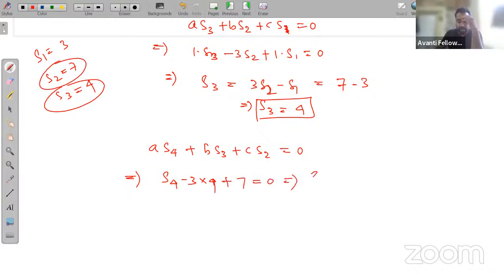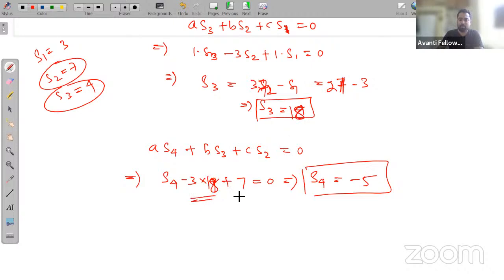So I am getting S4 is equal to 12 minus 12 plus 7, that is minus 5. So the answer is minus 5. S3 is 18. Sorry, I made some mistake, guys. It is 1 into S3, 3 into S2. S2 is 7, so 3 into 7 is 21. So it becomes 18. So S3 becomes 18.